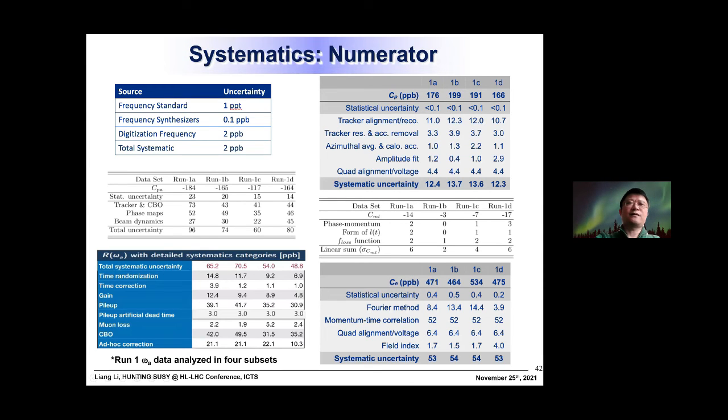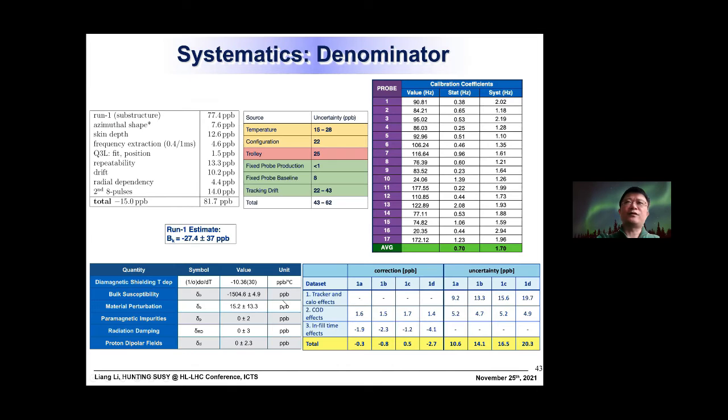Okay, so I think I'm very close to presenting final results. And this is the systematics. Again, there are many systematics. We consider different measurements. This is the numerator, all the frequencies, and you can see there are uncertainties there. And then there's the denominator about the magnetic field.